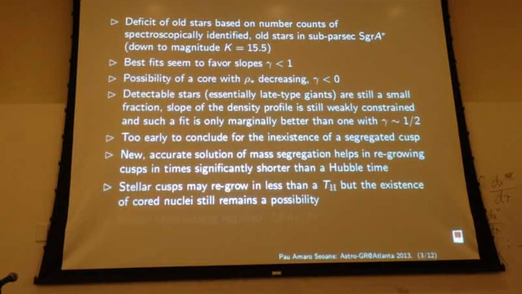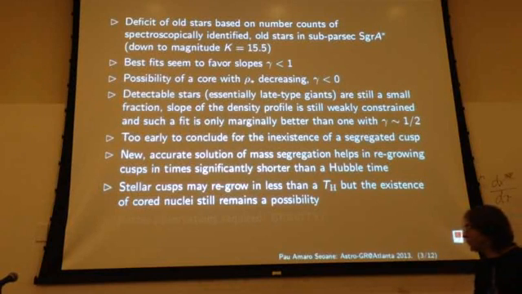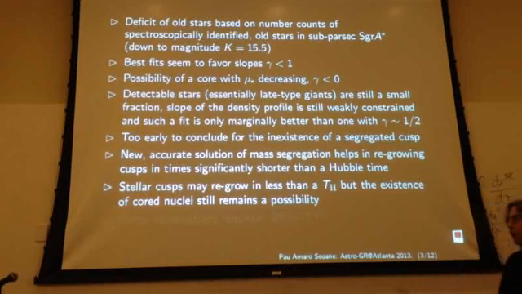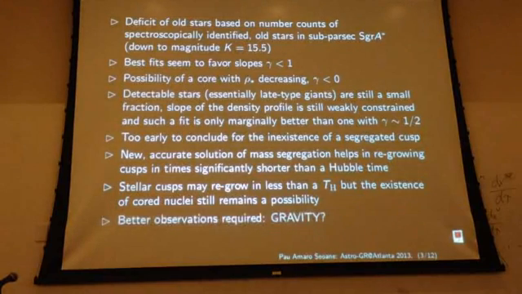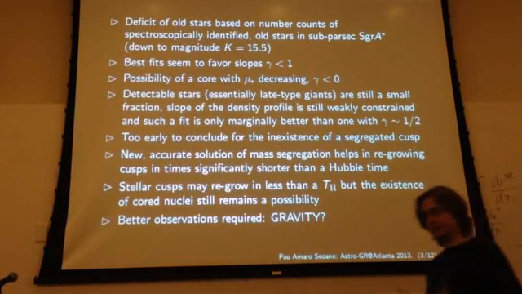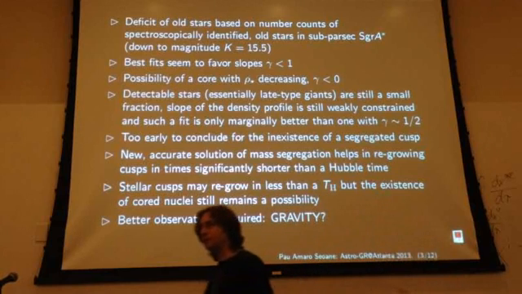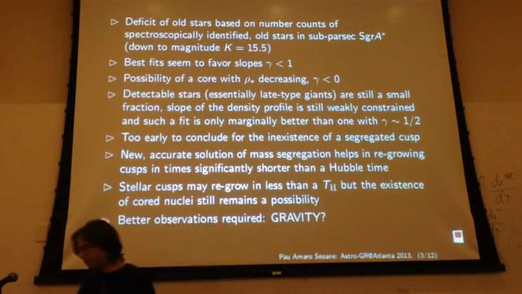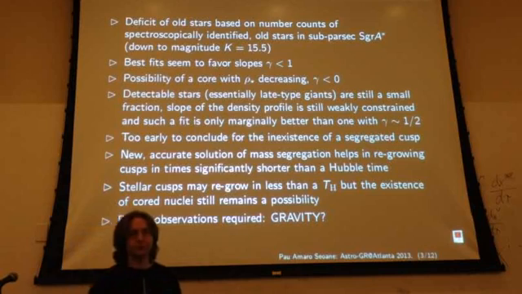Now, stellar cusps may regrow in less than a Hubble time, but the existence of core nuclei still remains a possibility, so that we very likely will have to wait for better observations, like we have to wait for the TMT, or closer in the future, maybe GRAVITY will help us understand a little bit of what is going on there, because it has a significant improvement in the kind of observations that we can do.